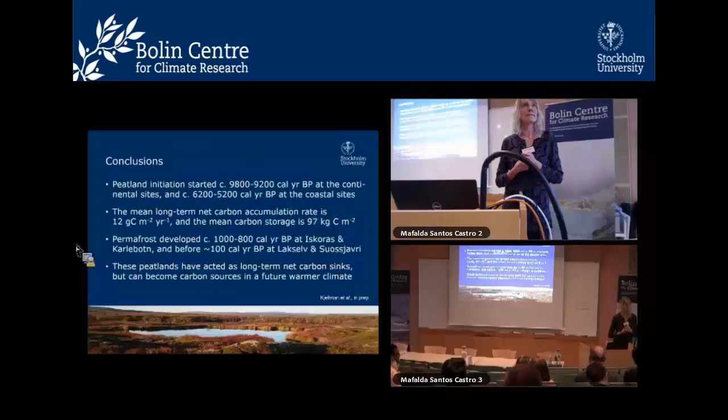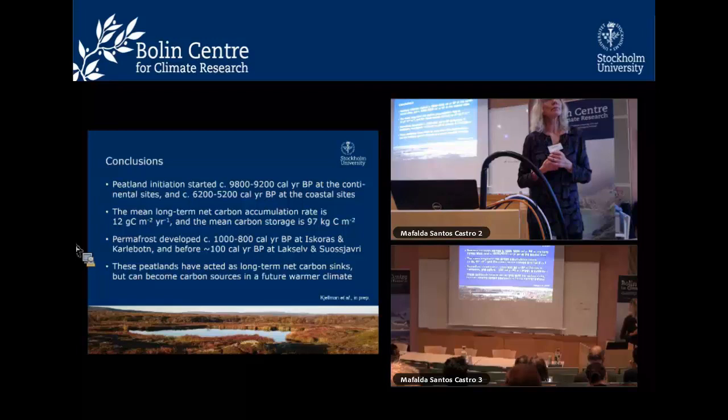For the permafrost at Lochselv and Suosjavri, if it only started forming 100 years ago, you can't have formed all that much permafrost. I was wondering, how long would it take to get rid of that permafrost? What's the natural time constant? How long does it take to get rid of that permafrost, even if you discount the effect of global warming? It seems like that should have been gone already before you're very far into the 20th century.